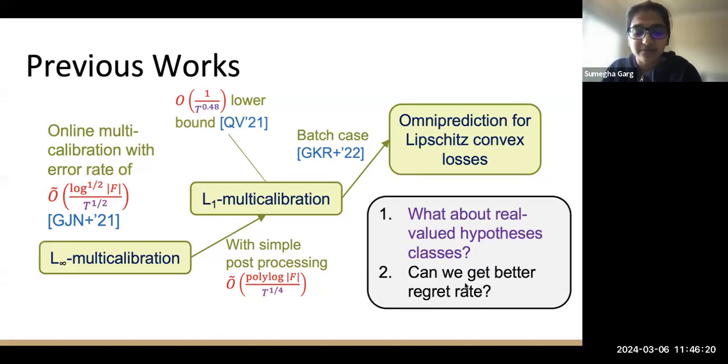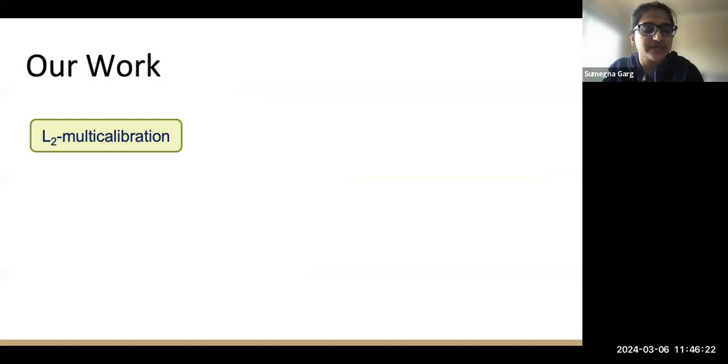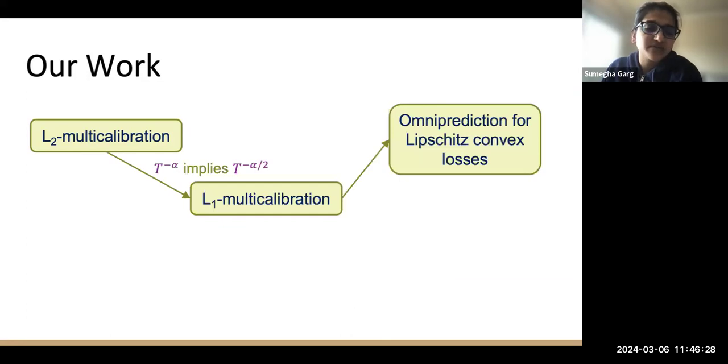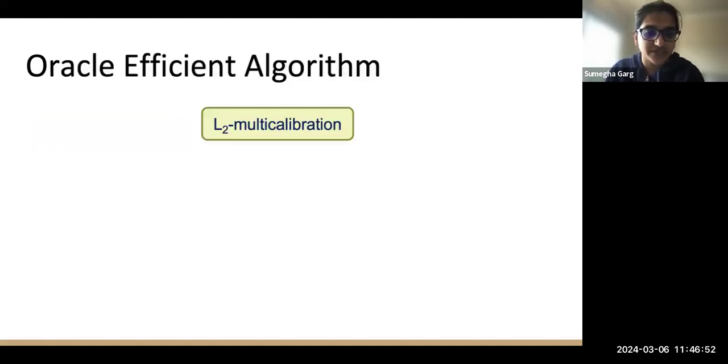So what about real valued hypothesis classes? In our work, instead of going through L infinity multi-calibration, we go through L2 multi-calibration, because L2 multi-calibration has L2 losses, and it's nicer to study them to get efficient algorithms. There is a loss whenever we go from L2 multi-calibration to L1 multi-calibration, but still we can achieve omni-prediction for Lipschitz convex losses, and that too efficiently, because we can achieve L2 multi-calibration efficiently. So what do we mean by efficiency? Efficiency means that we have an Oracle efficient algorithm.